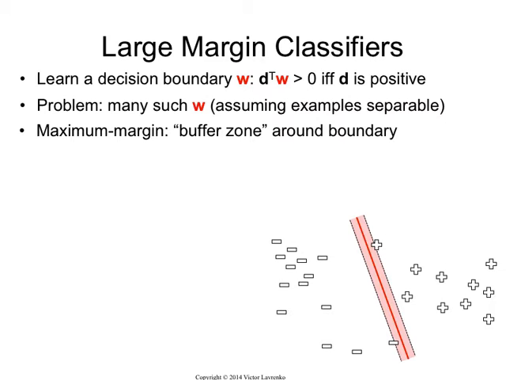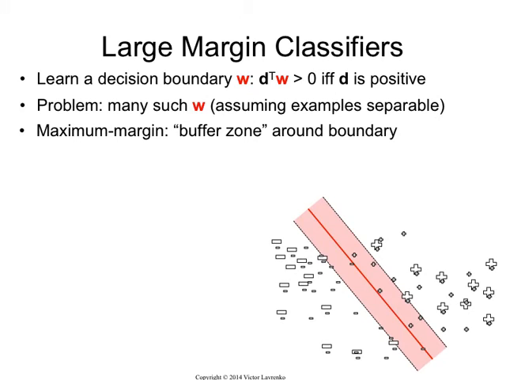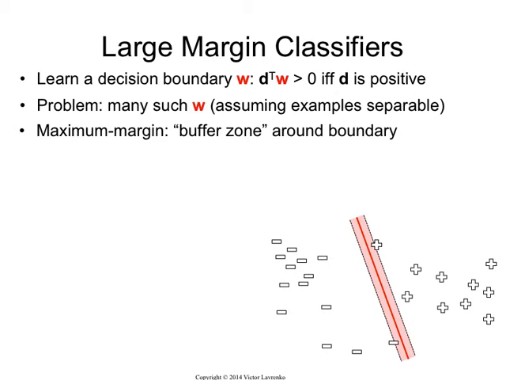And for this particular boundary, that would be the buffer zone, right? It's parallel to the decision boundary, and there are no positive or negative examples anywhere within the buffer zone. So the buffer zone for this particular hyperplane is relatively narrow, but I could make it better if I came up with a different hyperplane, right? Now, why am I concerned with that?